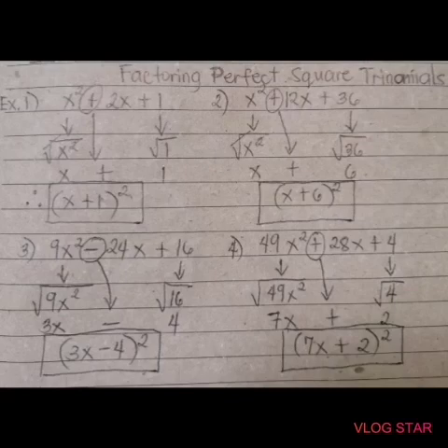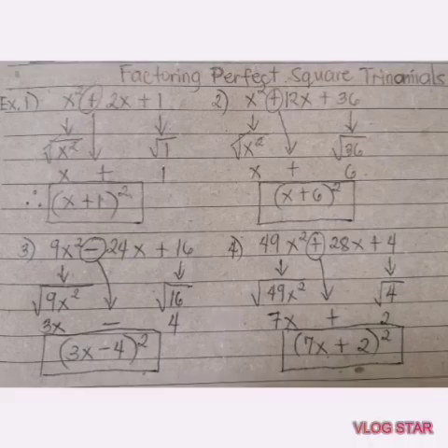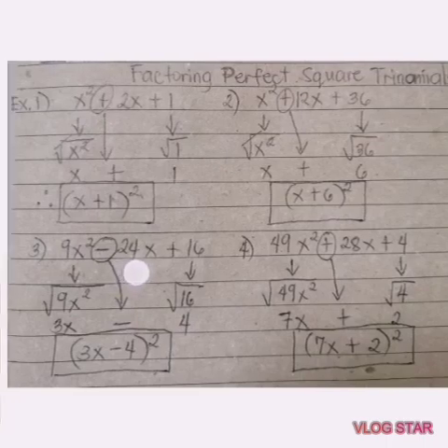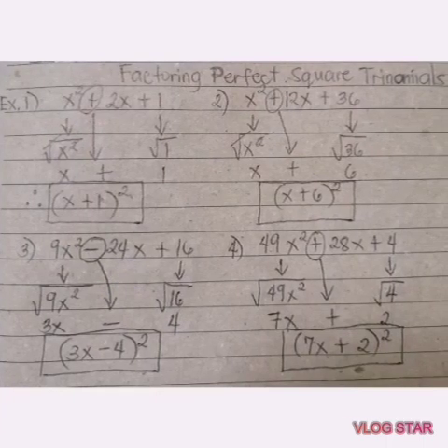Okay. Next, number 4. 49x squared plus 28x plus 4. Okay, by the way, going back in number 3, the sign is negative because the sign of the middle term, which is negative 24x, is negative. That's why the sign here is negative, the sign of your factor. So that is the rule.